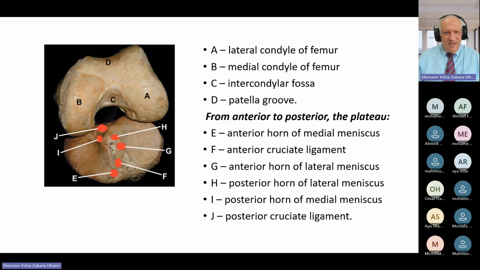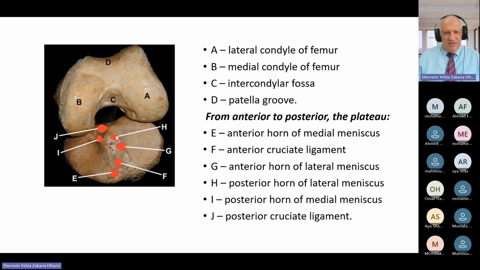Okay. I is here. So it is here and here. So this is the anterior horn and posterior horn of the medial meniscus. Okay. F is the cruciate ligament, this one, the anterior cruciate ligament. The posterior cruciate ligament is J, this one. So this is anterior, this is the posterior cruciate ligament.